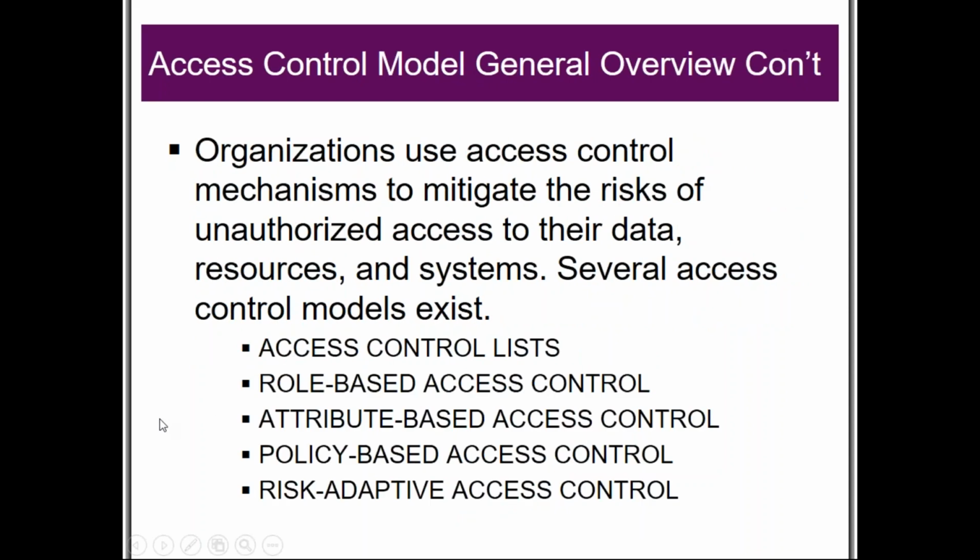So with the access control model, organizations use access control mechanisms in order to mitigate the risk of unauthorized access to their data, their resources, and their systems. So several access control models exist. Now, before I get into them, I want to tell you that their corresponding access control mechanisms, or the concrete implementations of those access control models, can take several forms, and I'll talk about those. They also involve varying degrees of complexity that I'll talk about as well.